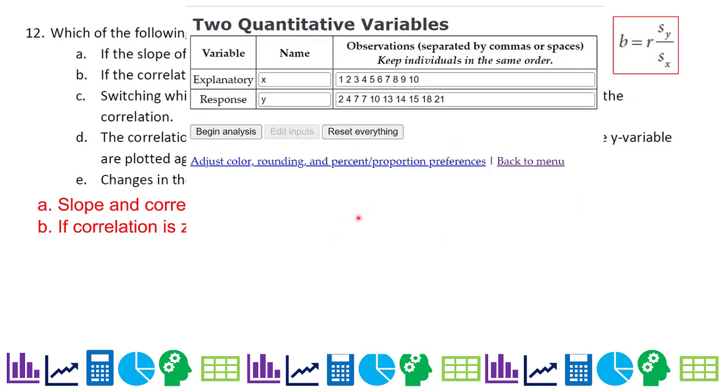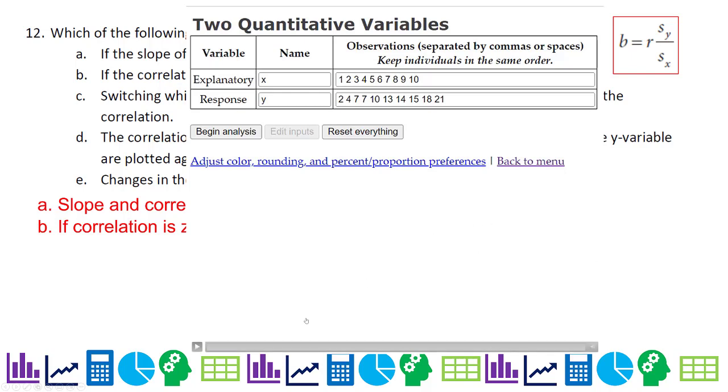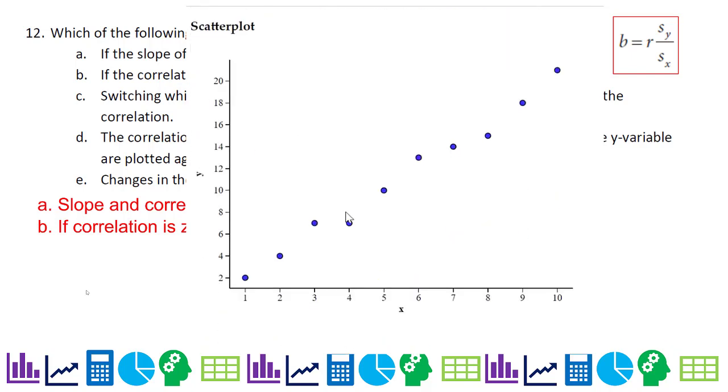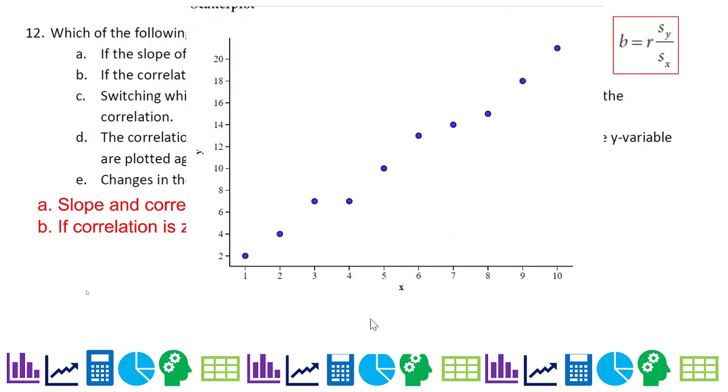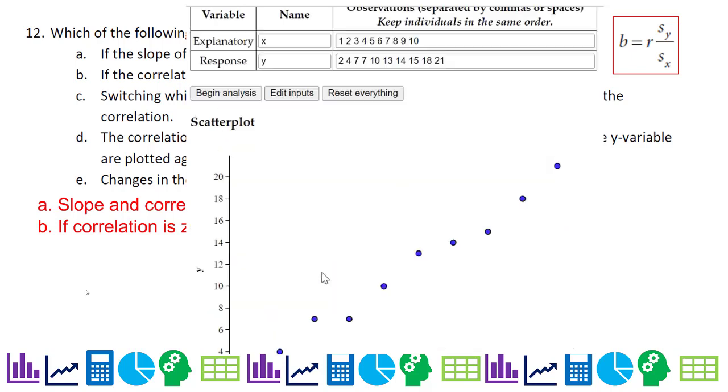Now, let's go ahead and look at part C. Let me actually go back a second. Switching which variable is called x and which is called y changes the sign of the correlation. So we'll play with StatKey. I'm putting some values in. I just made up a relationship. I have x and I have y, and I begin my analysis. And there's my scatter plot. I'm going to calculate my correlation. Just hit calculate there, and you can see it's 0.9928.